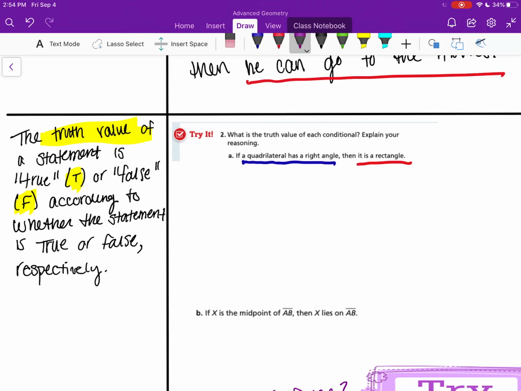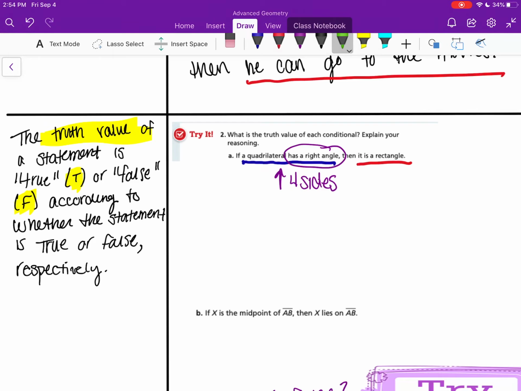Think about what you know about quadrilaterals. It just means that it's four sides. So then you have to determine if something has four sides, does that make it a rectangle? Can there be something with four sides with a right angle that isn't a rectangle? And we're going to use a counterexample. If you can find a counterexample, then we're false.